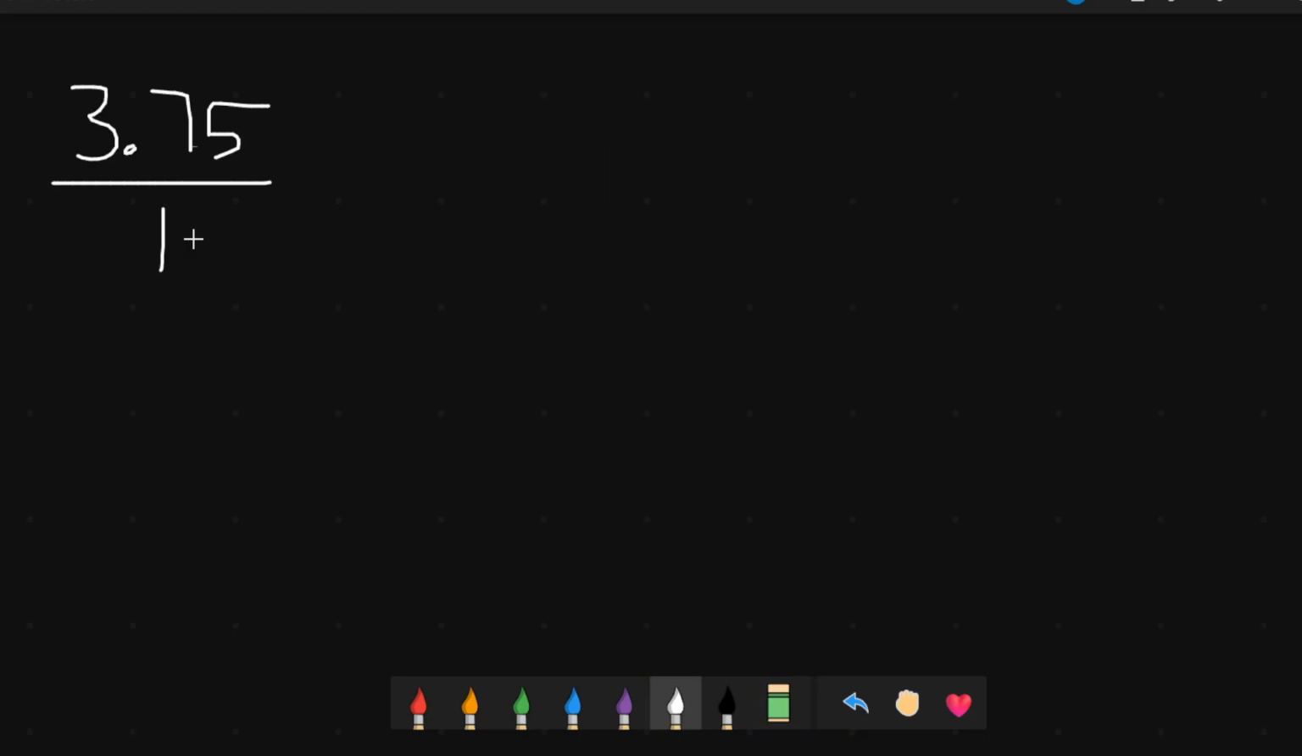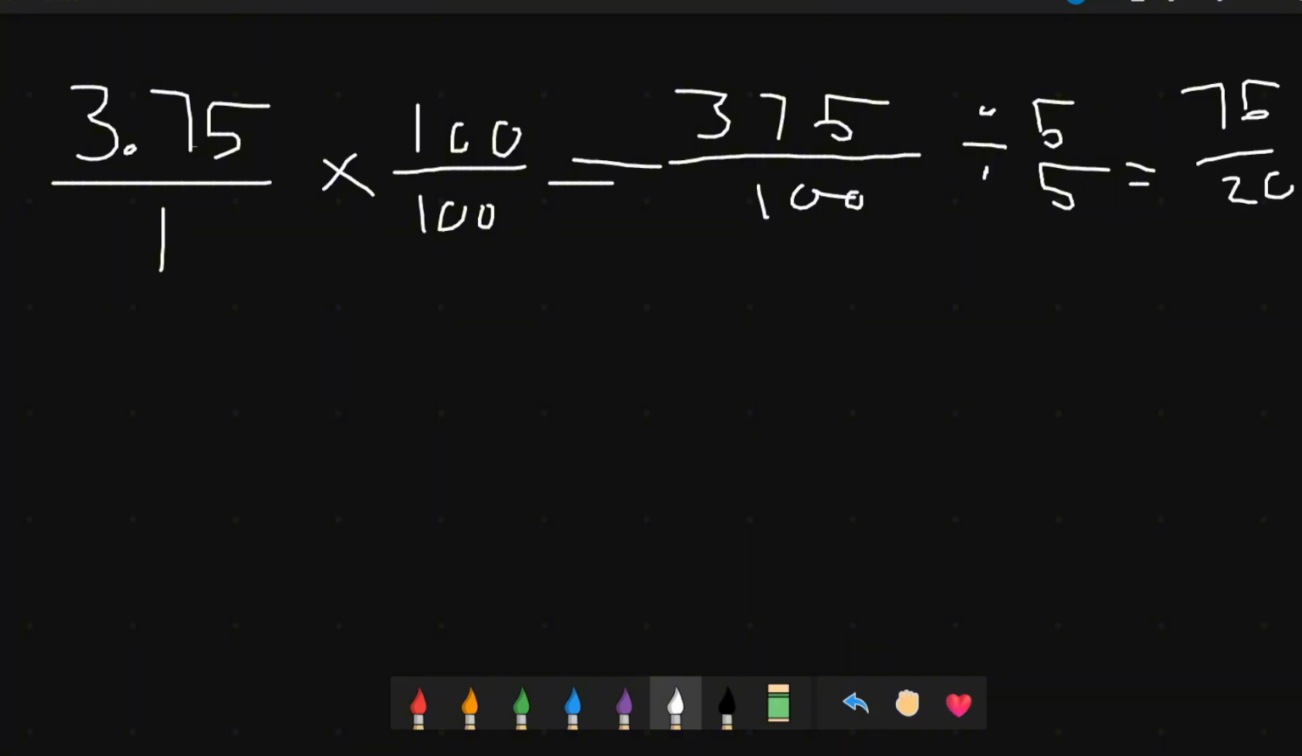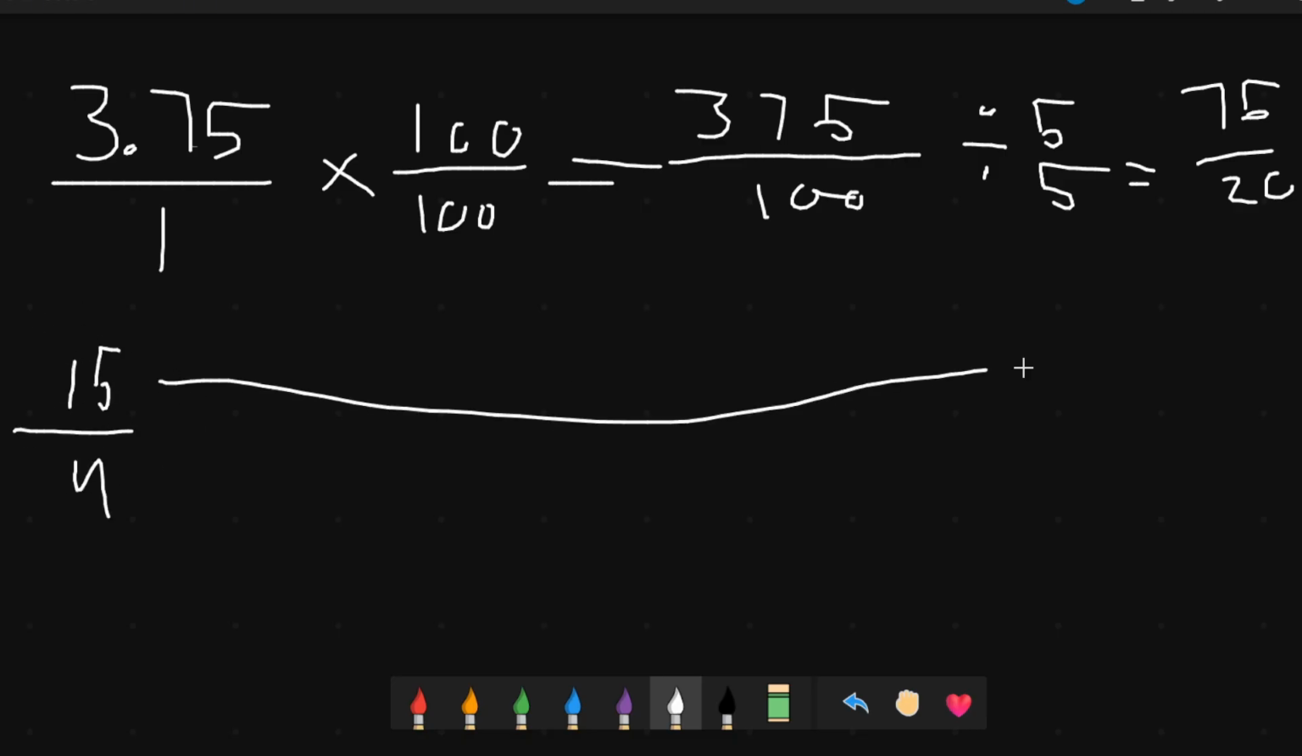All right, for this next example, it's going to be a little bit different. 3.75 over 1, and we times it by 100, because as you can see, the 5 is still in the hundredths place. So once we times it by 100, 3.75 becomes 375, and 1 times 100 is 100. But you can make this smaller, so you're going to want to divide both sides by 5, and then you get 75 over 20. But you could still make that smaller if you divide one more time by 5, because 5 goes into both of them still, which then equals 15 over 4. So as you can see, we got 3.75, and the fraction of it is 15 over 4.